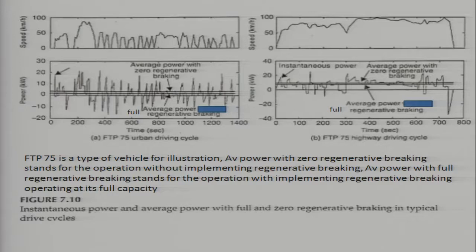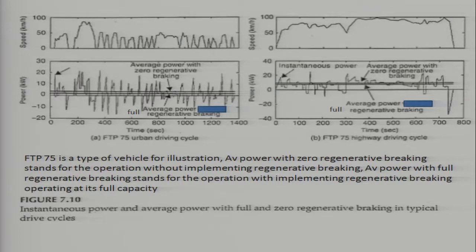Whereas for the highway driving cycle, you can see speed versus time, it is almost running at constant speed. The speed never goes to 0, whereas here the speed goes to 0 many times, which is nothing but frequent start and stop of the vehicle. Here there is no such mechanism wherein the engine must be stopped or started frequently.